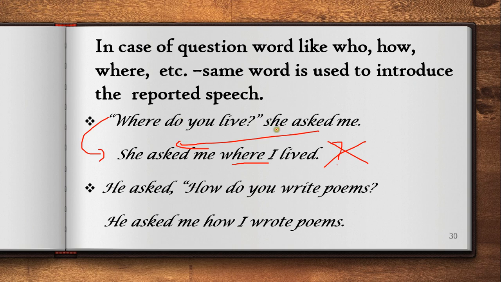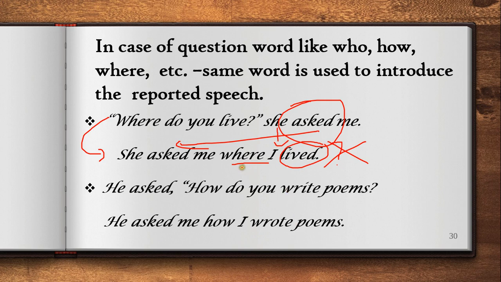Where do you live? She asked me. For the indirect speech, she asked me where I live. Okay, this is past tense. You change to past, but this is still the same. She becomes I. Is it like that? No.